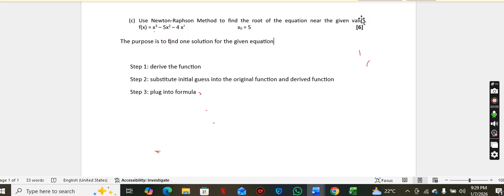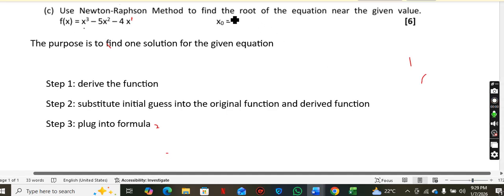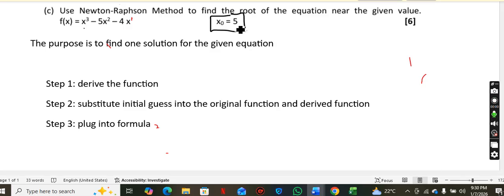So usually with this method, it's up to you first to guess which value you have to start with. Okay, now here we already have been given our initial guess, which is x sub 0 equals 5. All right, so we know when we find our final solution, it should be 5 point something. Okay, because they've given us an initial starting point and an idea of what answer we are looking for.